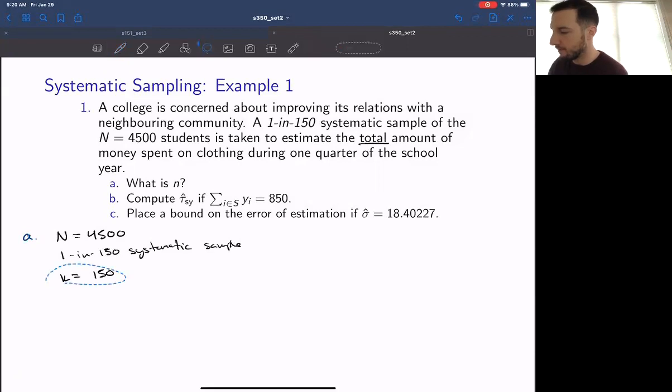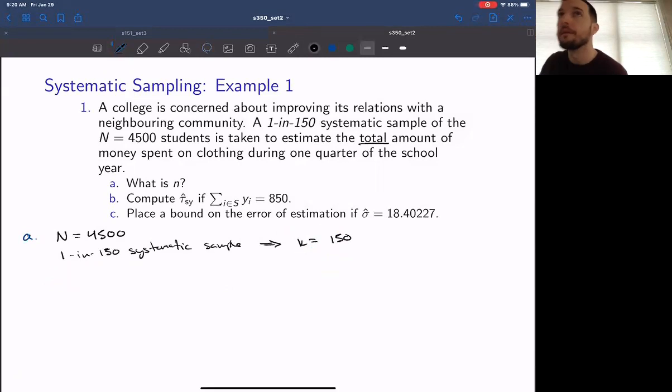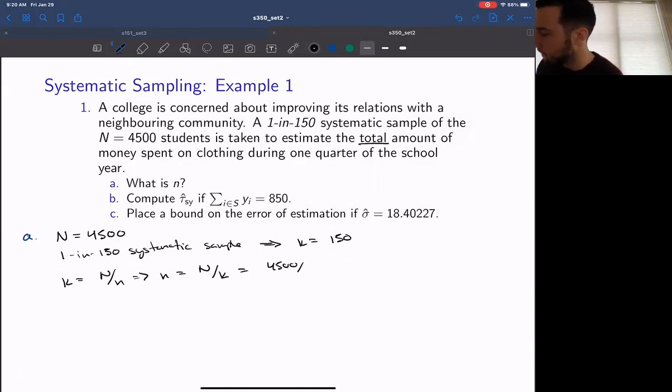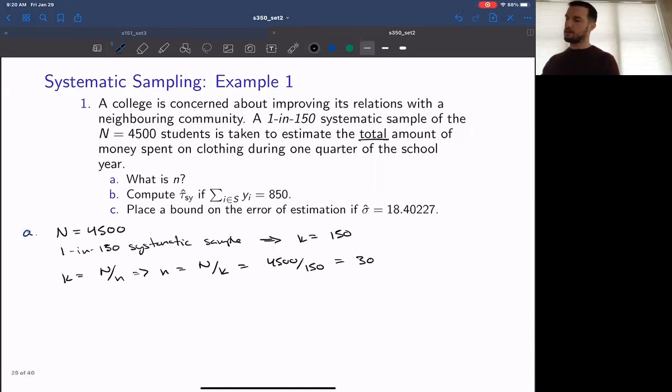Maybe I'll just move this part up here. So we know that K is equal to capital N over little n. Therefore, little n is equal to capital N over K. So that's 4,500 over 150, which is 30.